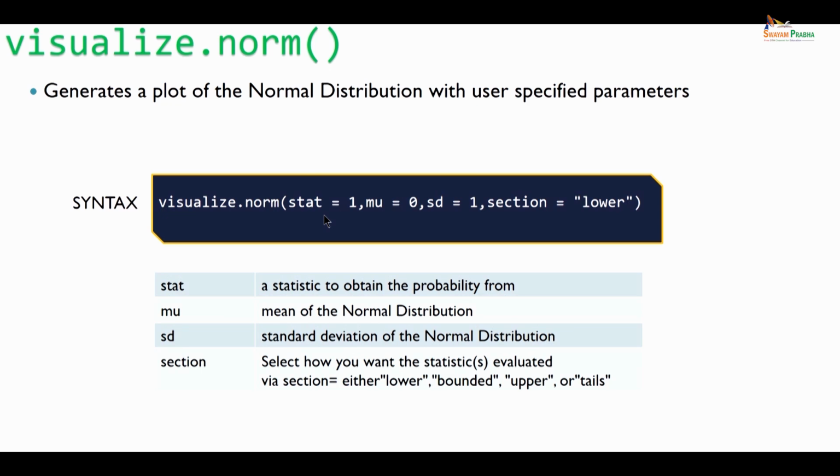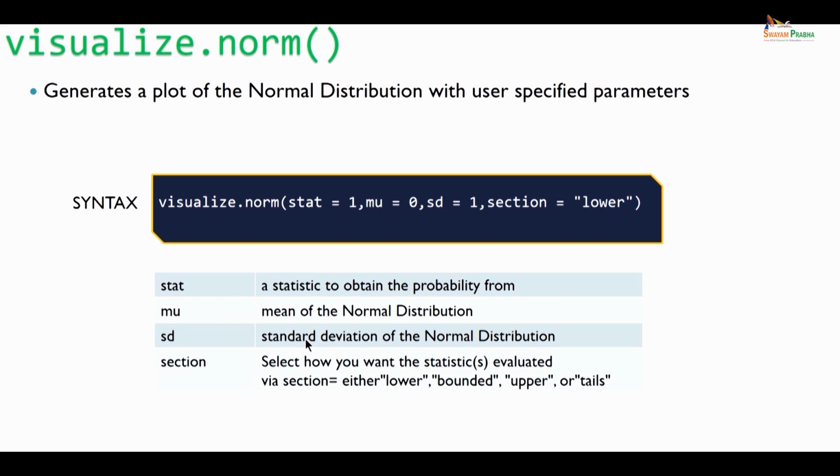There are 4 input parameters. The first is stat. It is the statistic to obtain the probability from, and the default value is taken as 1. The next is mu, which is nothing but the mean of the normal distribution, and it is equal to 0. So, if none of the values are given, the mean is automatically taken as 0.